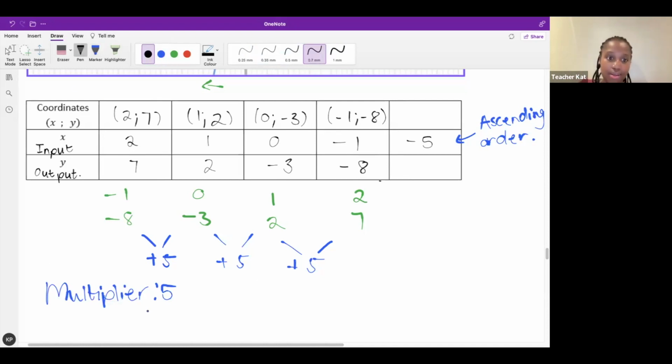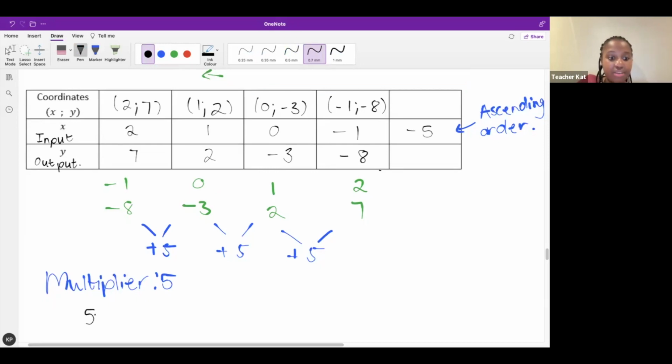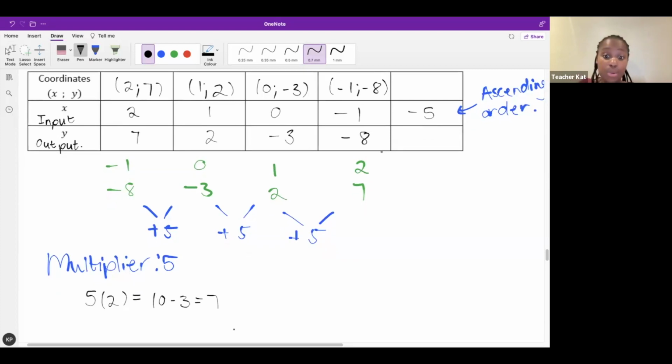Now it's going to make sense. So then if I say 5 times 2, that's going to give me what? 5 times 2 is 10. And what do I have to do to get to 7? I have to -3, and that's going to give me 7. Now let's try it with another point, just to make sure that we're fine, okay? I'm going to say 5 times 0. What's 5 times 0? A 0, and if I subtract 3, -3. Is that the output we wanted? Yes.